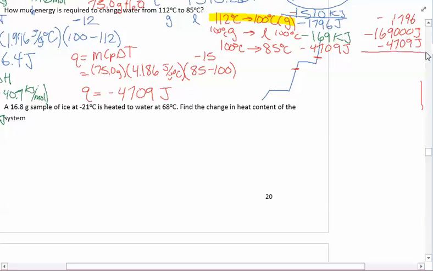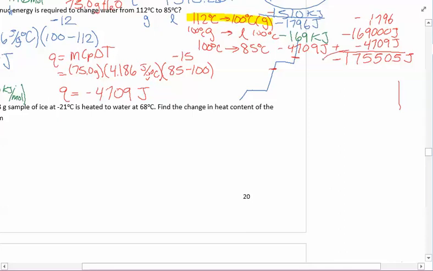I'm not going to be too particular here with sig figs. You would just add these numbers together. So when you add them together, you get negative 175,505 joules. Again, not overly concerned with sig figs here. Just kind of keep whole numbers and do the best you can with sig figs. Don't give me like 2, don't give me 1,000, and we'll be good.